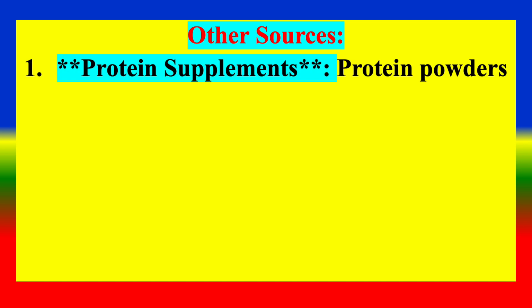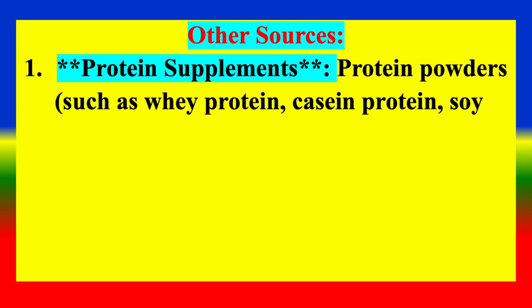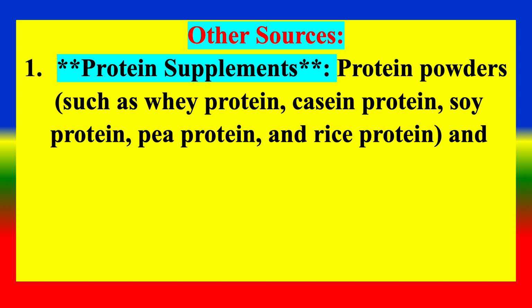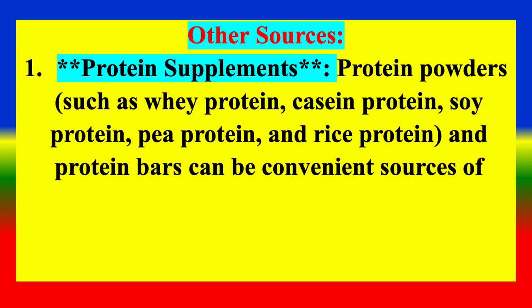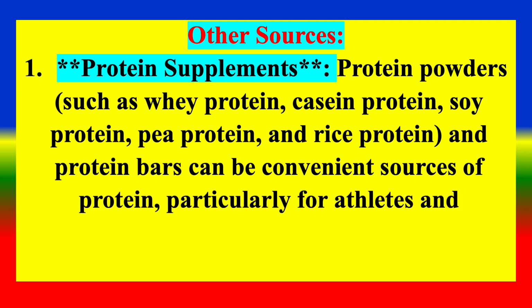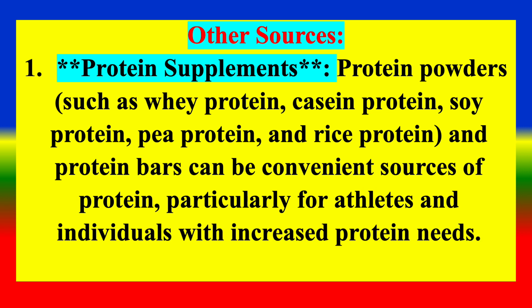Other sources. One, protein supplements. Protein powders such as whey protein, soy protein, pea protein, and rice protein, and protein bars can be a convenient source of protein, particularly for athletes and individuals with increased protein needs.